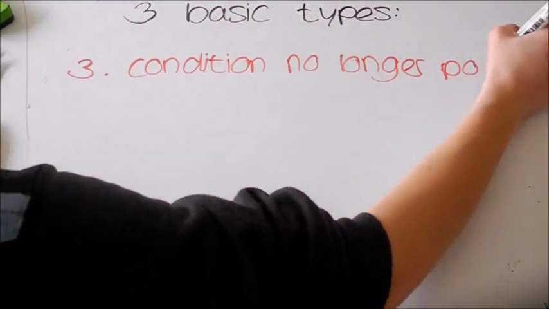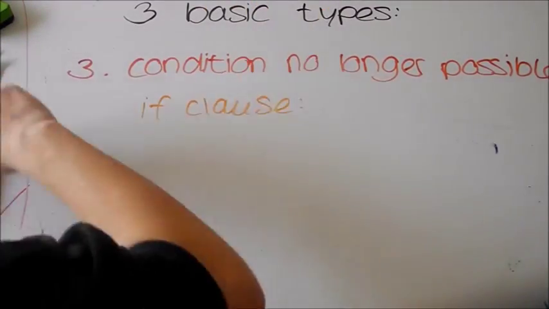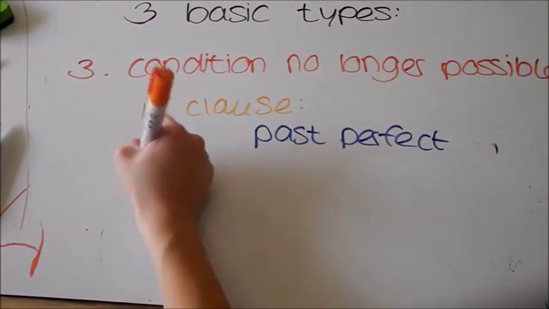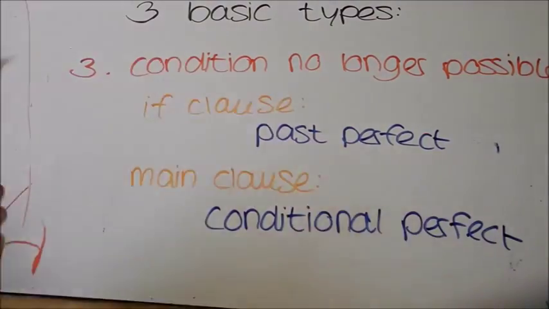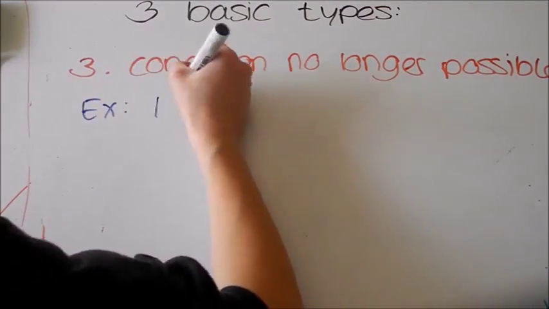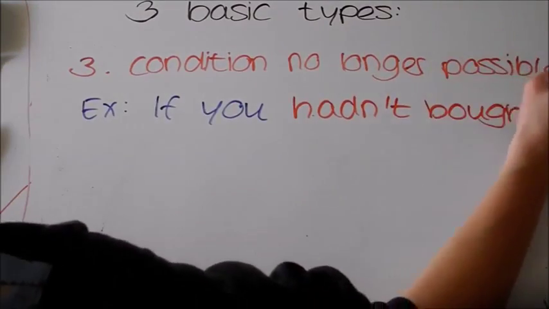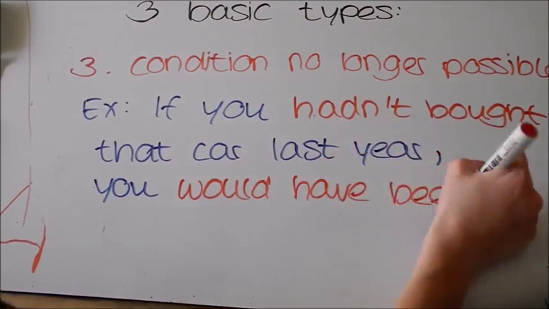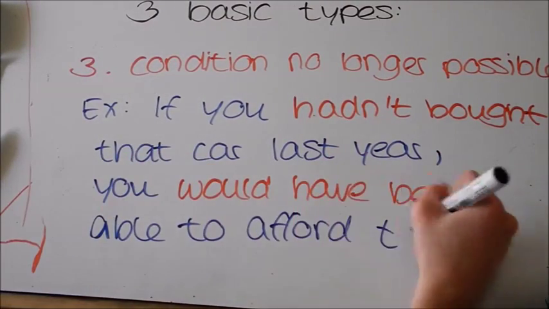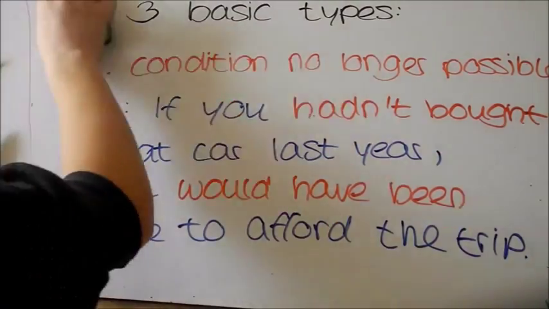And type 3, the condition is no longer possible. The if clause is in past perfect and the main clause is in conditional perfect. For example, if you hadn't bought the car last year, you would have been able to afford the trip. Okay.